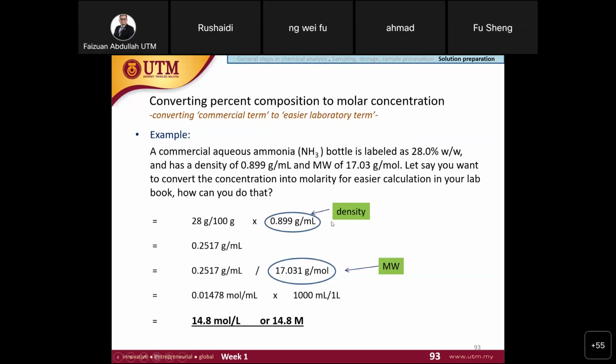guys? You got it? How to convert the percentage of weight by weight to molarity. Yes, doctor. Because the molecular weight is given, we just convert it with the density. So we got the weight by volume. Now with the weight by volume, we divide by the molecular weight. Now we got the molarity, but we change the milliliter to liter. Now we got the real molarity unit.